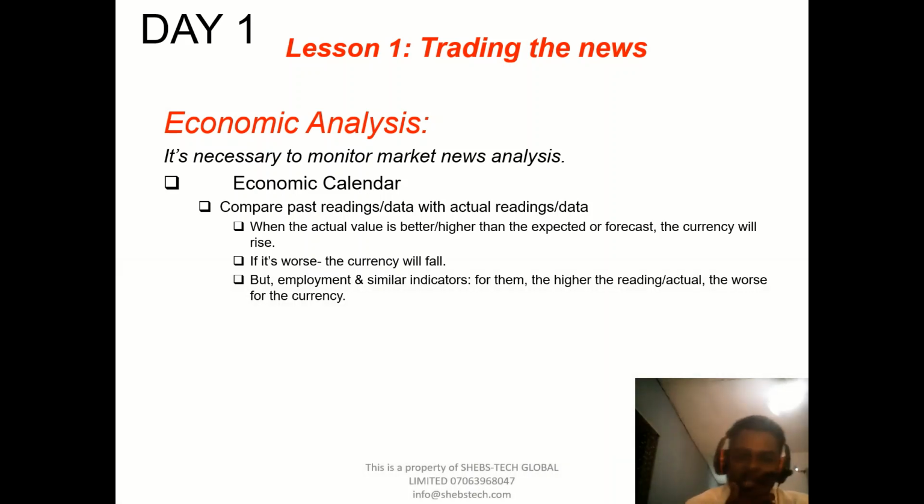If the forecast is 150,000 from the previous 200,000 unemployment figure, and they release the news and the actual becomes lower than the 150,000 forecast, then it means the economy is improving. So the currency will appreciate, which means more jobs are being created. This is how we do economic analysis. In the next video I'm going to do more on this economic analysis.